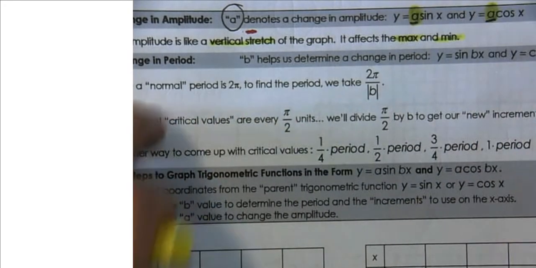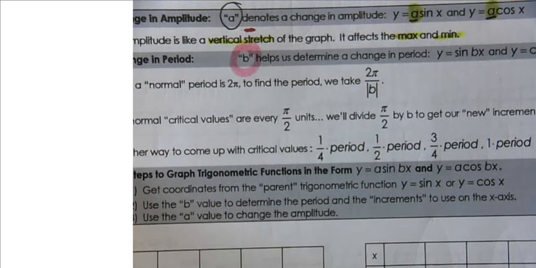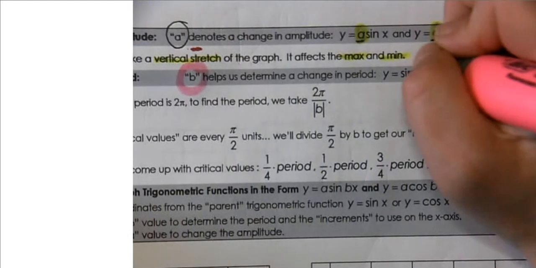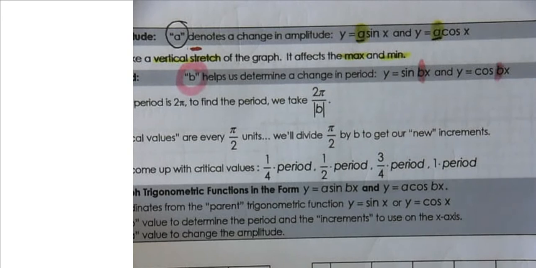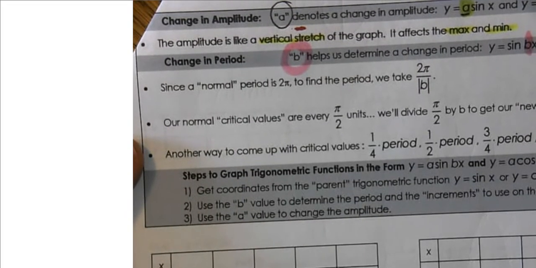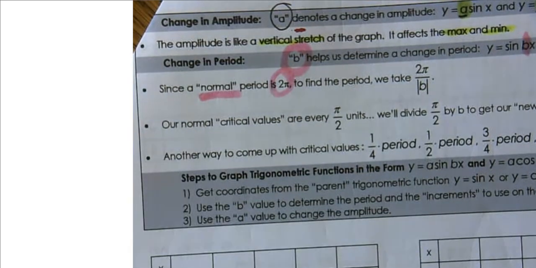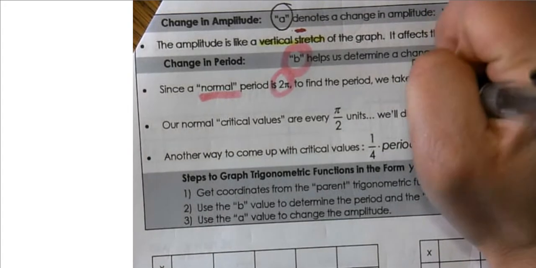and it affects the maximum and minimum values. When it comes to our period, period is going to come from a new letter, our B value, and B is going to be this number that is right in front of x. So it comes right after the word sine or cosine. And that B value helps us to come up with our period. Now, based on the most parent of parent functions, our normal period is 2 pi. But if we suddenly have a B value there, it's going to affect our period. So the way that we find our period is to go 2 pi divided by B.